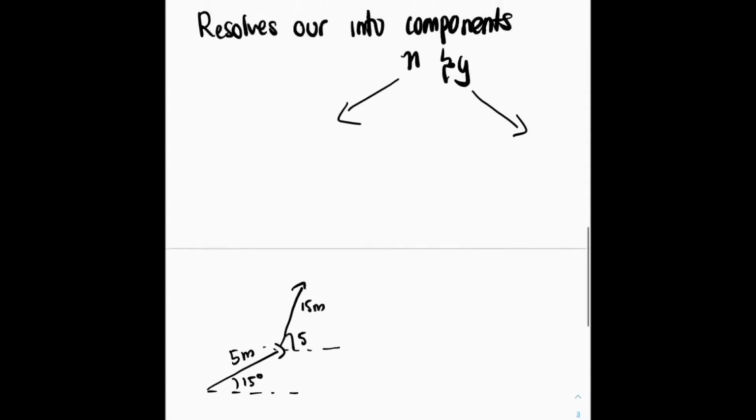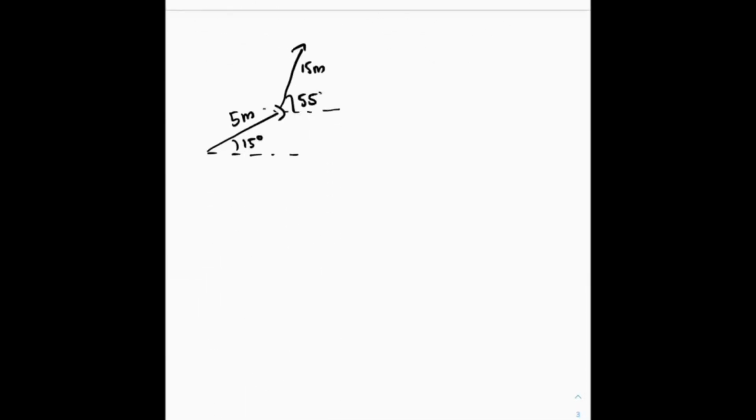Now, to resolve vectors into x component and y component, we shall just take the example that I gave earlier, the previous example where we had 5 meter in the direction of 15 degree above the positive x-axis, and another journey of 15 meter at an angle of 55 degree above the positive x-axis. So to resolve, let us first look at the first vector, this one. Let us first look at this one, and we're going to learn how to resolve them.